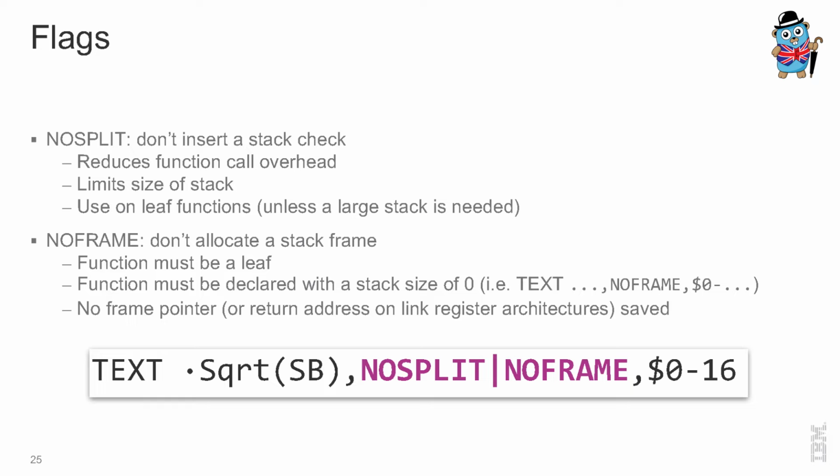There are some flags to help you do this. For the most part, you don't really need these. Go's pretty good at detecting when it doesn't need to do a stack check or a frame check, or a stack frame. But it can be useful for documenting the functions and making sure that it doesn't insert a stack check or allocate a stack frame. Most of the time, you should probably use NOSPLIT because you don't usually need big stacks when you're writing this stuff. And those just go in the flag section of your function declaration.